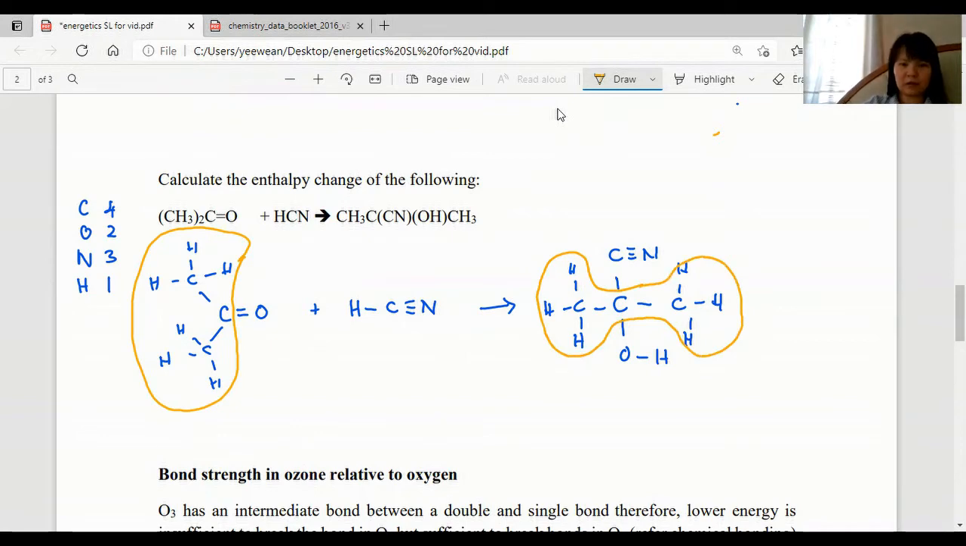Okay, the other thing that was not broken was this, because it's still here. So I do not need to break those. So I'll need to break a C double bond O here, and a C single bond H. I need to form a new C single bond C, C single bond O, and an O-H here. Let's get that from the data booklet.